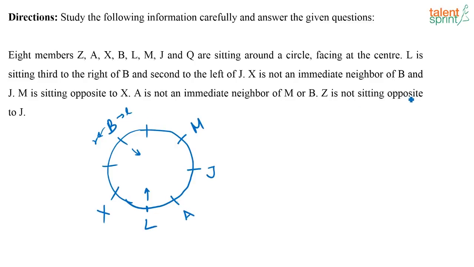Z is not sitting opposite to J. So Z is not here, which means where should Z be? This has to be Z. So who is the only person we are left with now? It is Q. This is your final arrangement: Q, B, Z, M, J, A, L, X. Yes, that is the correct arrangement.